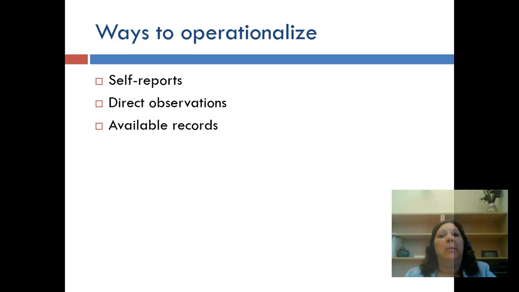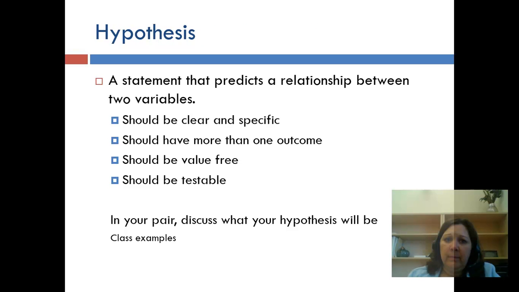So there's lots of ways to operationalize. We can do self-reports. We can ask people questions. We can do direct observations. We can watch people. You can look at available records. So in my dissertation, when I did my study for my PhD, I looked at available records. I looked at the county data. I used a database that had been put together, and it was county level data and individual foster families and foster children. So what will you use to operationalize your research question?